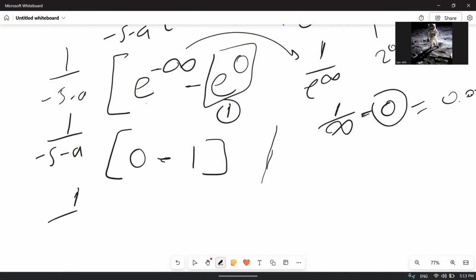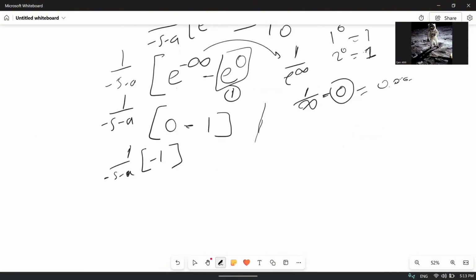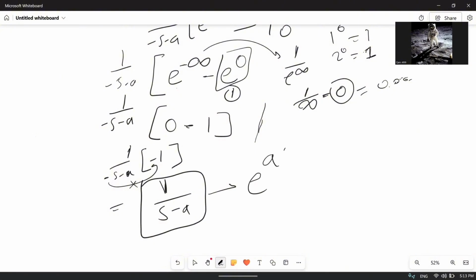So 1 over a negative s minus a multiplied by minus 1. Okay, so the minus is gonna go away, and we're gonna end up with 1 over s minus a. That's actually the transformation for the exponential of a t.